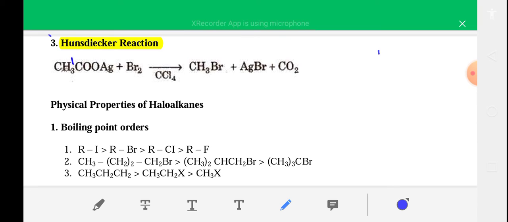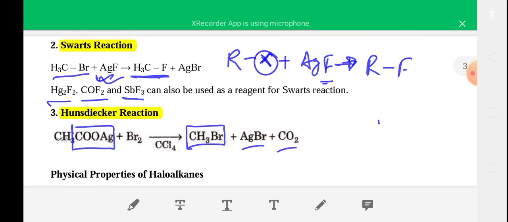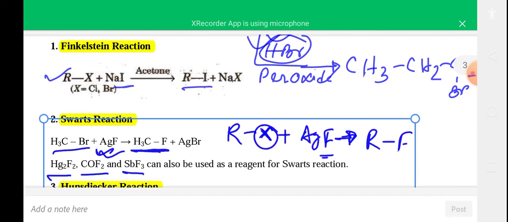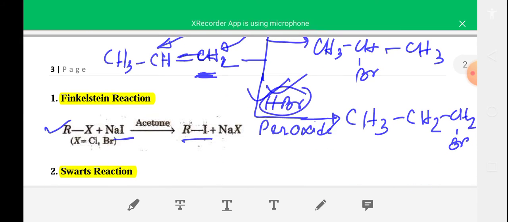When the silver salt of a carboxylic acid is treated with bromine in carbon tetrachloride solvent, the COOAg group is removed and one bromine is added to the alkyl group, that is CH3Br, and the side products are AgBr and CO2. So these are some preparations of haloalkanes and haloarenes. All are important.